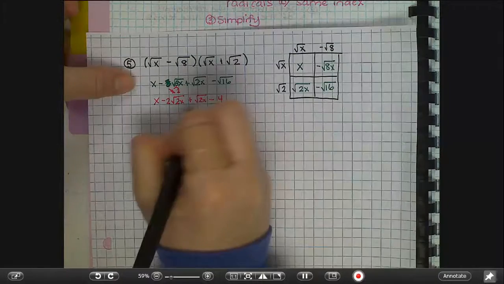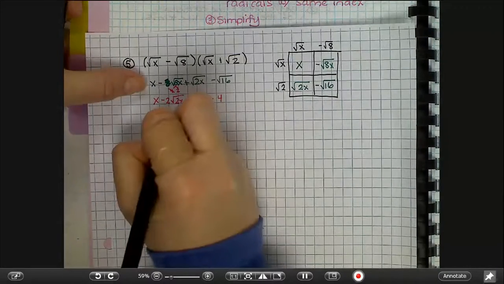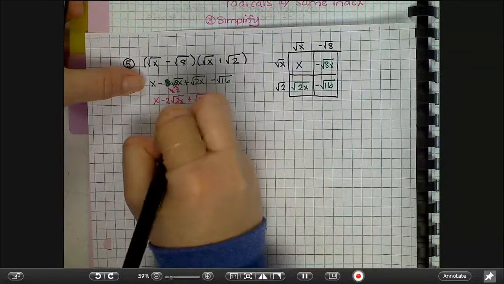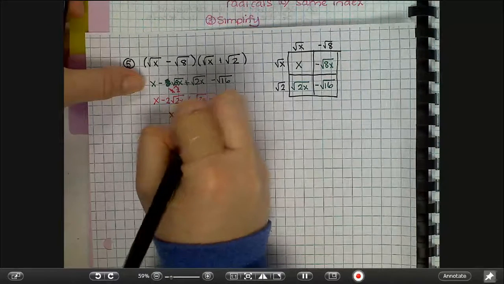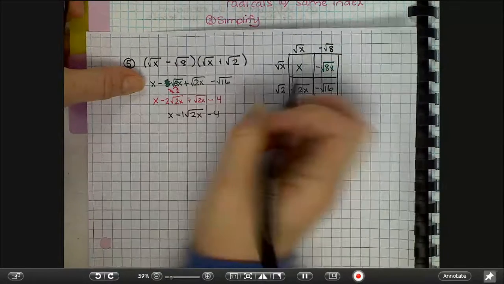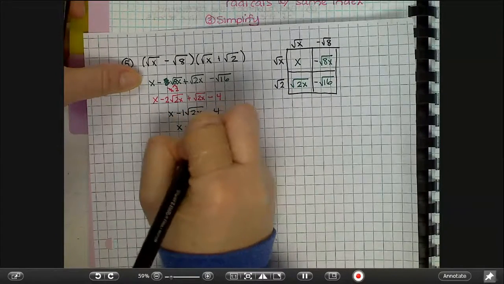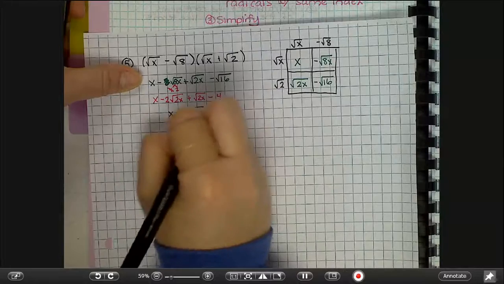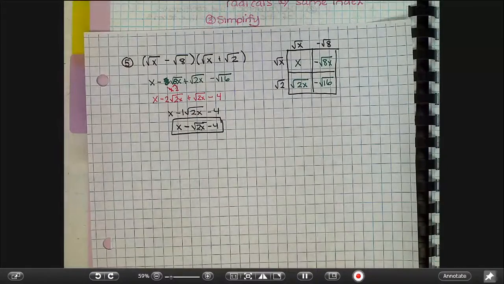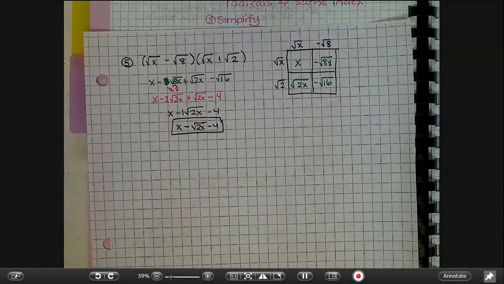We can now combine these middle terms because they're the same. So x minus 1, the square root of 2x, minus 4, which obviously we don't need that 1. So the best way to write this answer would look like this. So you can use the FOIL method even when you are working with radicals.